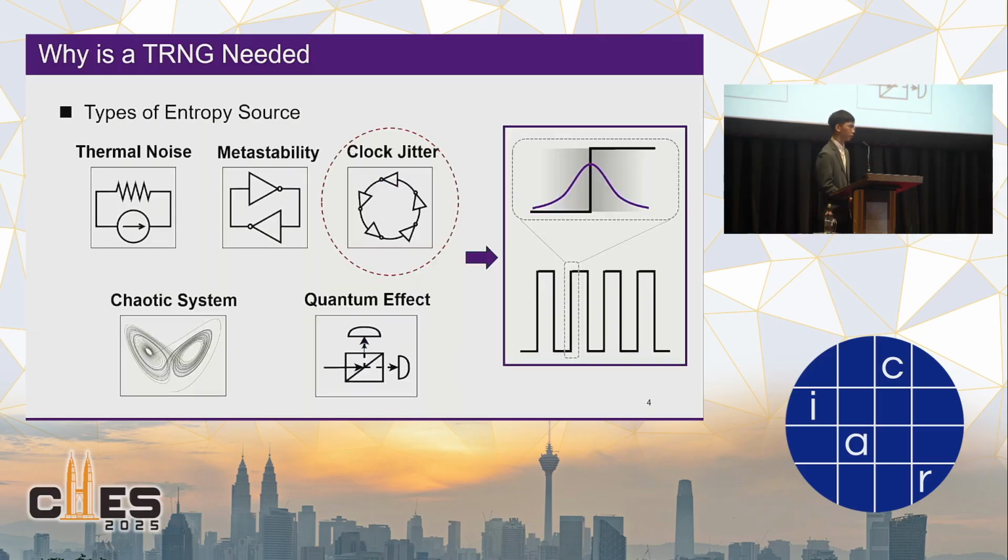So to build a TRNG, we need a physical source of randomness, which is called the entropy source. You can see entropy sources all the time, like thermal noise, metastability, chaotic systems, or even quantum effects. And our work mainly focuses on another very powerful entropy source. It's the clock jitter. It's the timing variance of the clock edges.